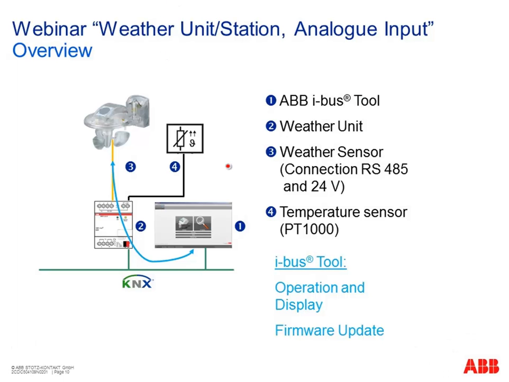So if you see the complete solution, it's a bit described here at the beginning. We have our weather unit as a KNX device, connected to our new weather sensor with 4 wires with different data, you will see later on. Of course, this device is connected to KNX, and we have a new feature here. We have an additional input for PT1000 temperature sensors. In this weather sensor a temperature sensor is already integrated, but we have the option to add an additional one. I'll come to this later on.